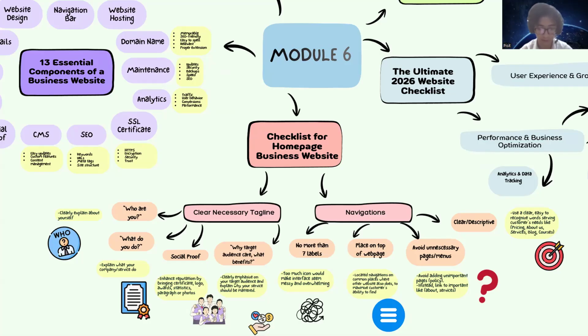The first one is the triple: who are you, what do you do, why the target audience should care, and what the benefits are. Basically, you have to tell about yourself, like what e-business or e-commerce you are doing, why the target audience should believe you or use your products, and what benefits they will gain from using your services.